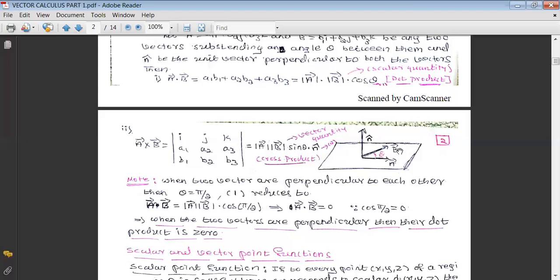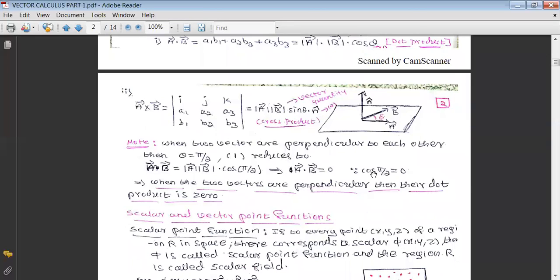Suppose this is a vector A bar and this is a vector B bar, and theta is the angle between the two vectors, and this n cap is a unit vector perpendicular to both the vectors A bar and B bar. Whenever the two vectors are perpendicular to each other, the angle between them is pi by 2. That is, theta is pi by 2.